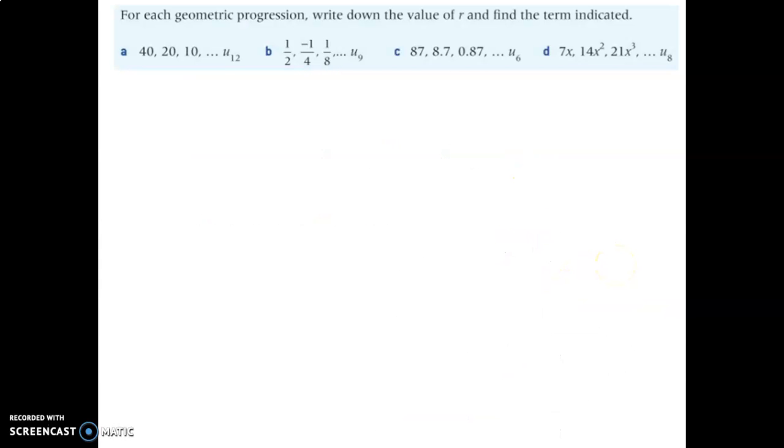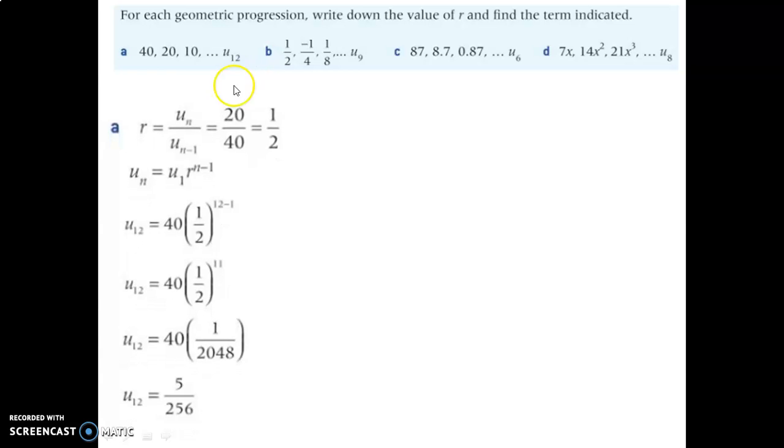Now let's look at you applying it. So check out this problem here. We have 4 parts. For each of them, it's a geometric progression. You need to write down the R value and then find the indicated term. So find the R value and then find the 12th term here.